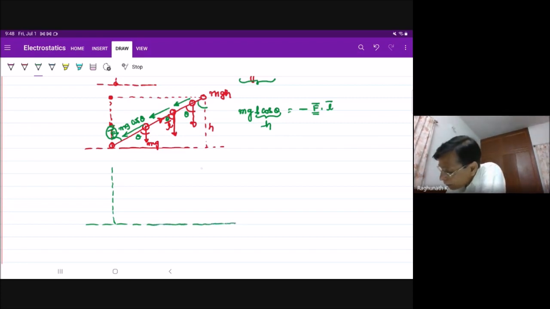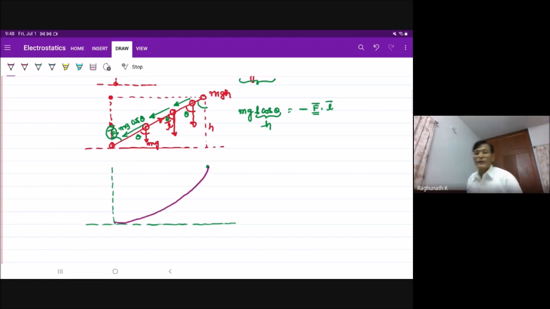I will take it to the same point at a height h. But the path followed is this. Path followed is this. We'll define it only for positive change. Then what to do? What is happening here?